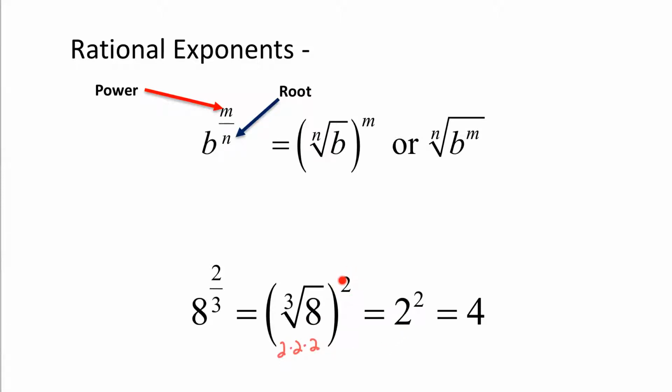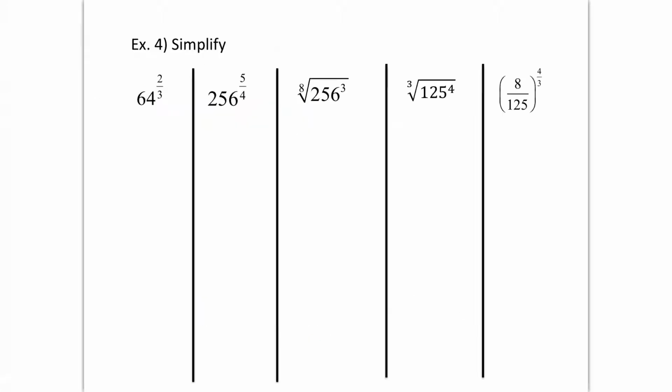And then you raise that number to the second power. So we have the second power up here. 2 squared is 4. So when you look at 8 to the 2/3 power, well, the answer is 4. The third root of 8 is 2, and 2 squared is 4. So let's go ahead and practice changing an exponential form into a radical form. And then I'll show you guys how to use a calculator to actually simplify those.